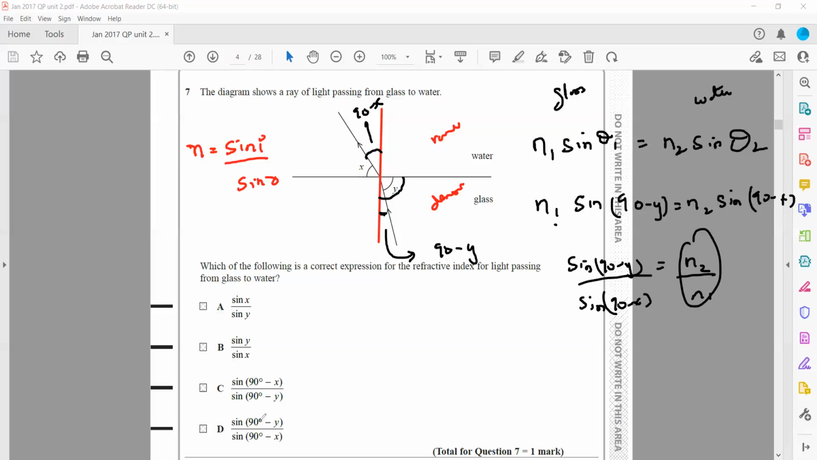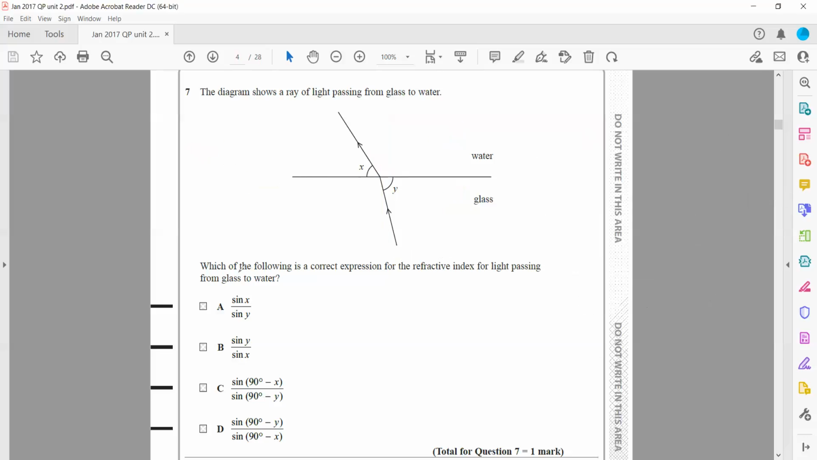So why is the numerator 90 minus y and the denominator 90 minus x? Because this will give us the refractive index when it is traveling from glass to water, the ratio between them. Always use Snell's law: medium 2 divided by medium 1 equals sine angle I over sine angle R.